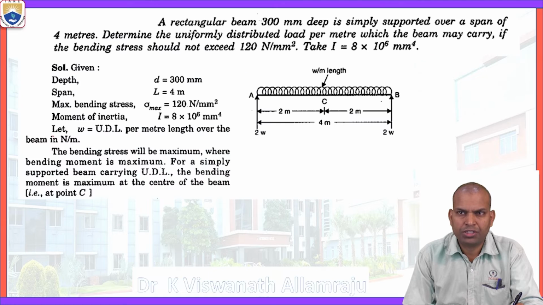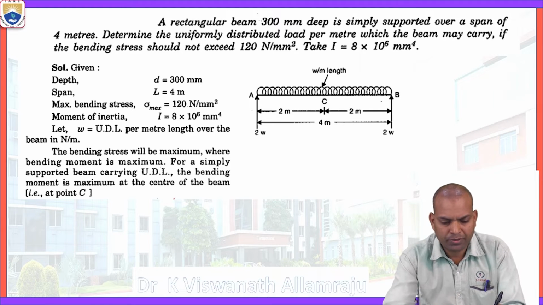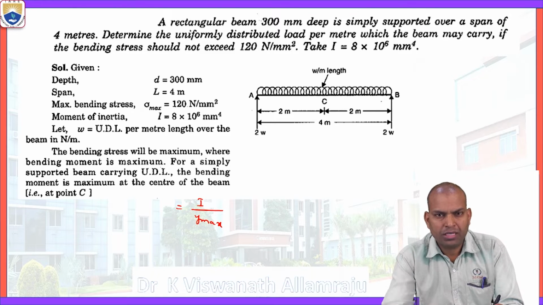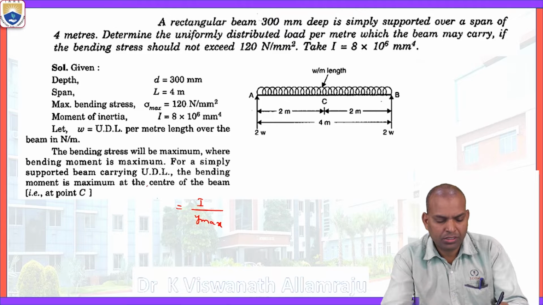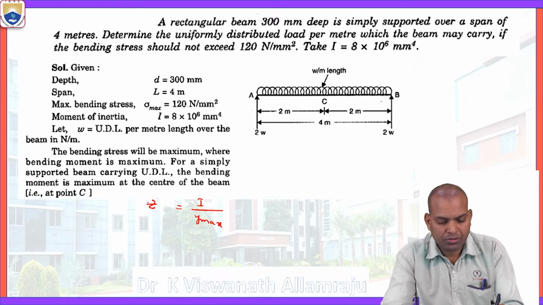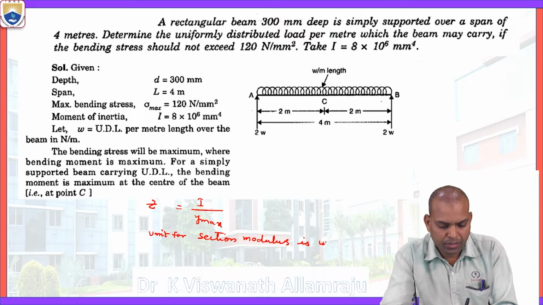And here, what is the section modulus? Let us recapitulate a little bit. Before going to start the problem, section modulus is the ratio of moment of inertia to y maximum, the distance from the neutral axis to the fiber or topmost layer. This is known as section modulus. The unit for section modulus is millimeter cube.